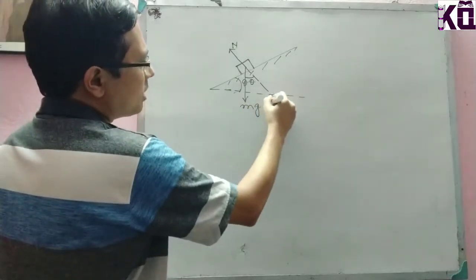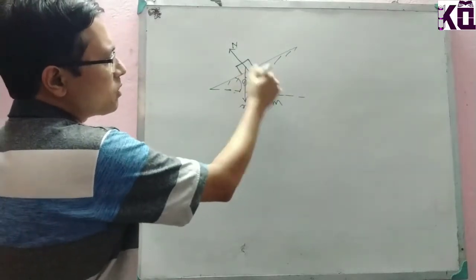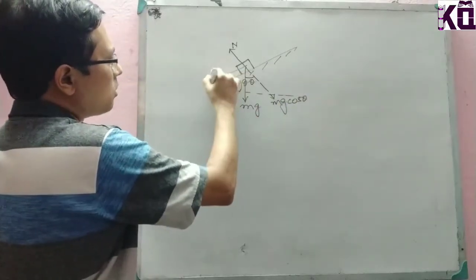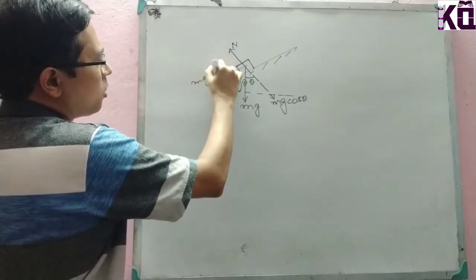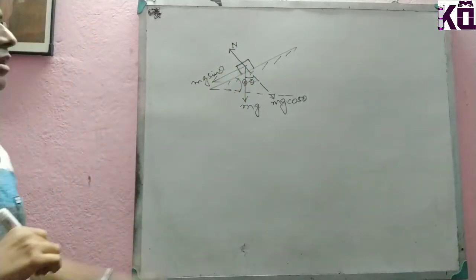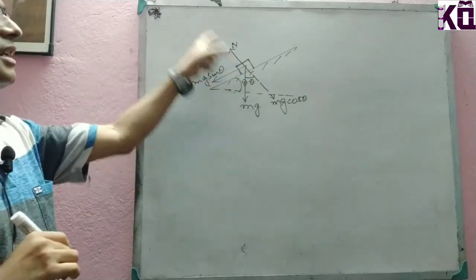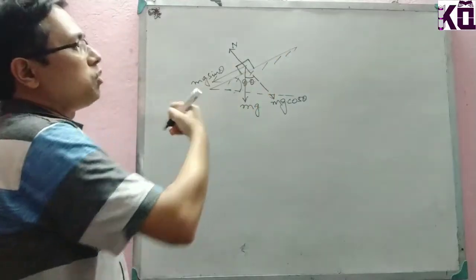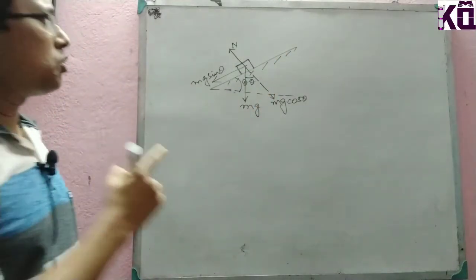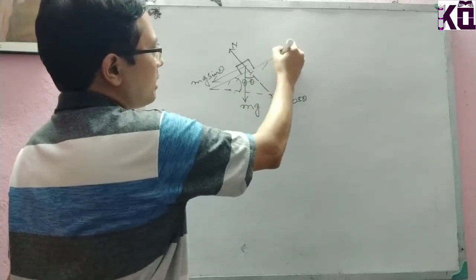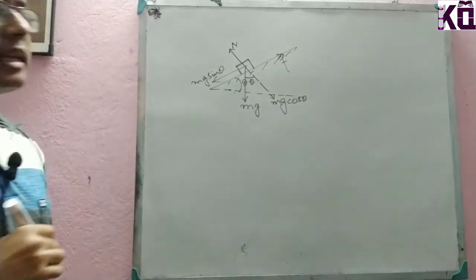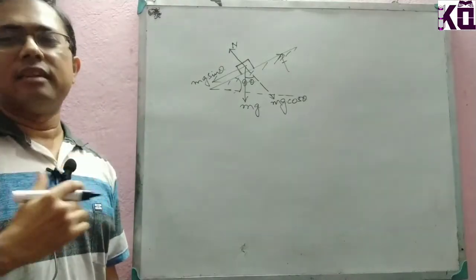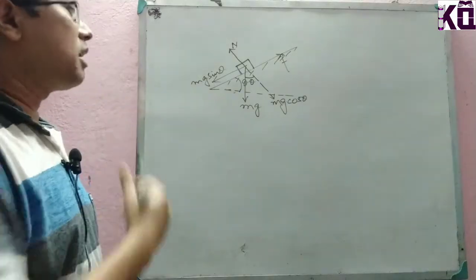Then, if mg is this one and it makes an angle theta, the components are mg cos theta perpendicular to the plane and mg sin theta along the plane. There is the normal reaction n. As the body tries to move downward, there must be a frictional force in the direction opposite to its tendency of movement. The body is not moving, but it has a tendency to move downward.